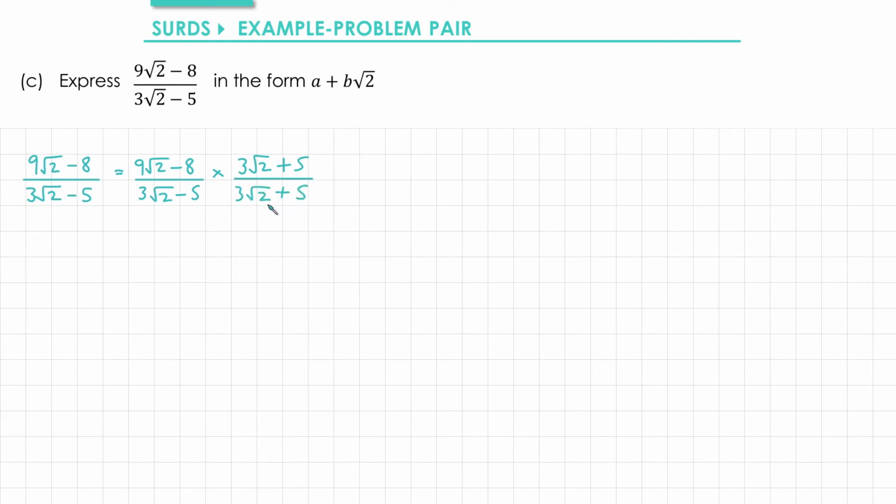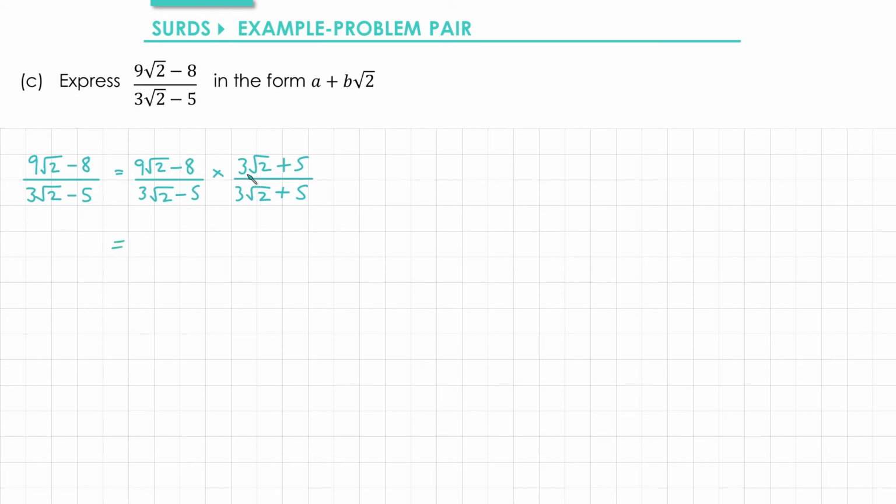We didn't have to do it that way. We could have reversed the sign of the 3 root 2, but then we would have had minus 3 root 2 minus 5. And I would personally prefer to work with 2 positive numbers rather than 2 negative numbers. Let's start multiplying out the top.